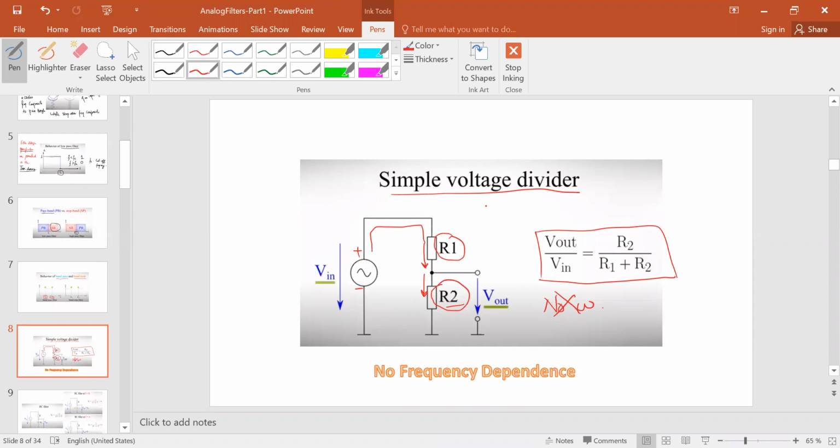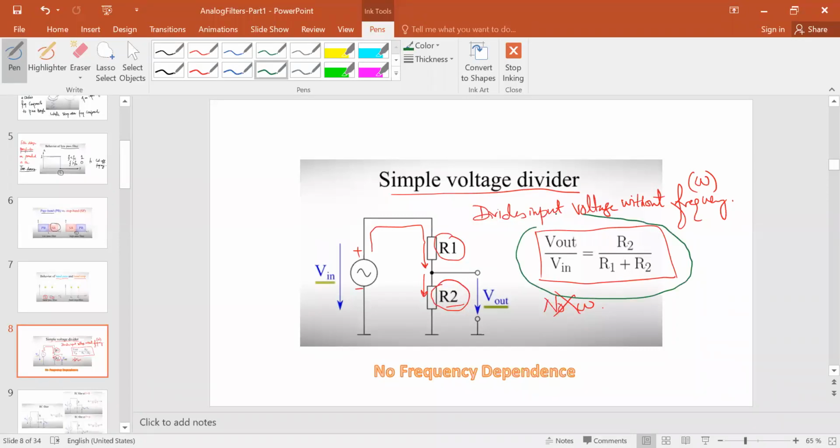So this voltage divider divides the input voltage without frequency, without omega. It does this division without taking care of the frequency because there is no frequency variable in this relationship. If you check out the relationship, there is no mention of the frequency. Okay.